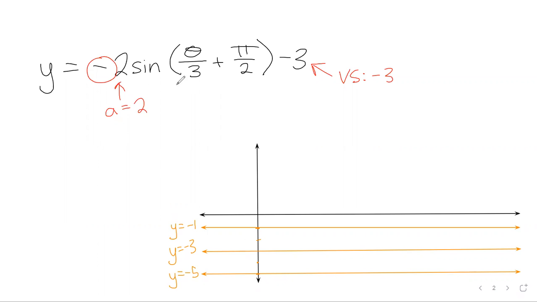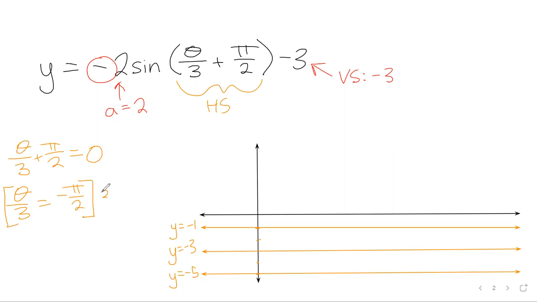Let's do horizontal shift. So we'll set that equal to 0. Just like everything else, wherever this equals 0 is going to be the starting point for the graph. So we'd have theta over 3 plus pi over 2 equals 0, so theta over 3 equals -pi over 2. Multiply both sides by 3. And we get theta equals -3 pi over 2. So that just means it's a shift to the left by 3 pi over 2 units.